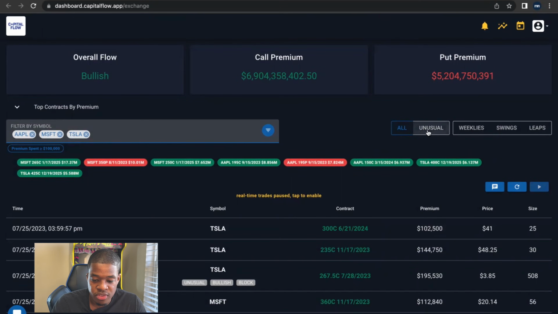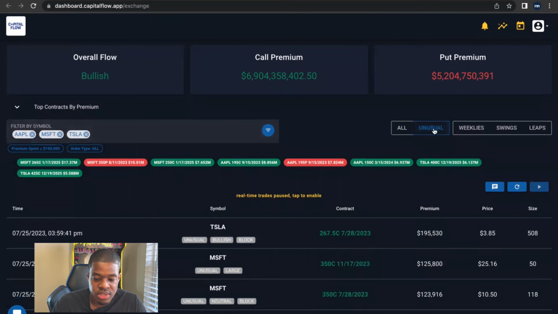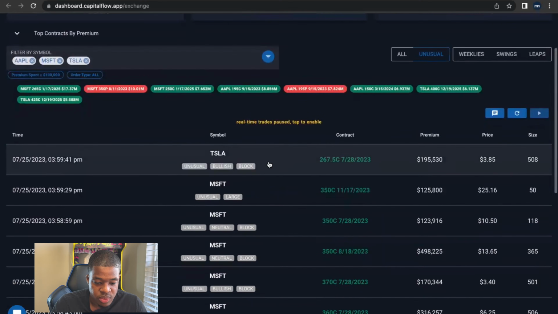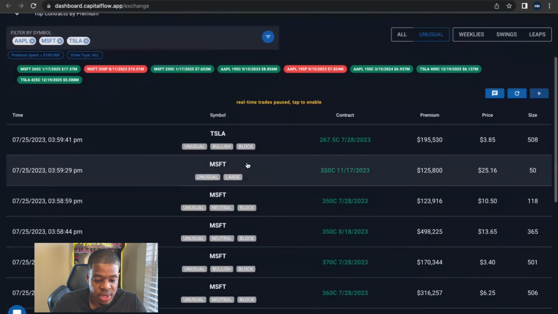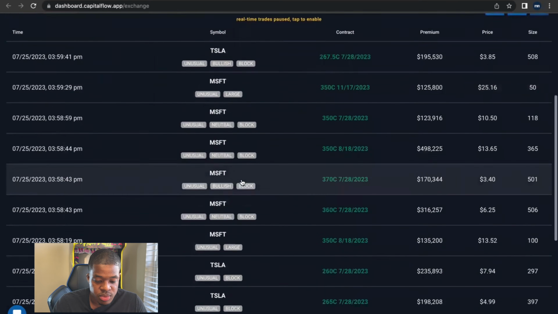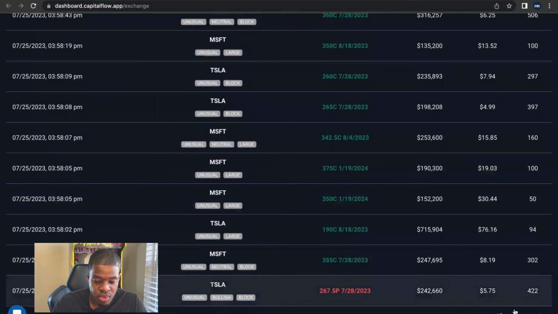So we have a few more filters. The next one is unusual. This shows you unusual trades that get alerted. There's 3 types of unusual trades. So we have blocks, which are large privately negotiated securities transactions. In other words, these are orders that are made outside of public exchanges. So you can expect those to be coming pretty much directly from the institutions. We also have large orders, any trade where someone spends $100,000 or more.